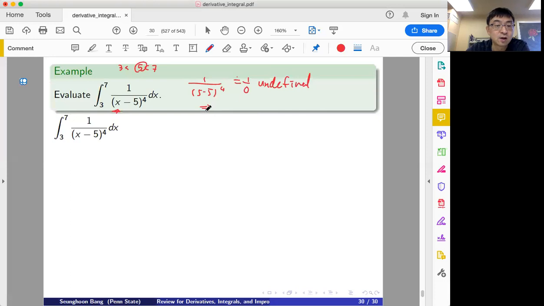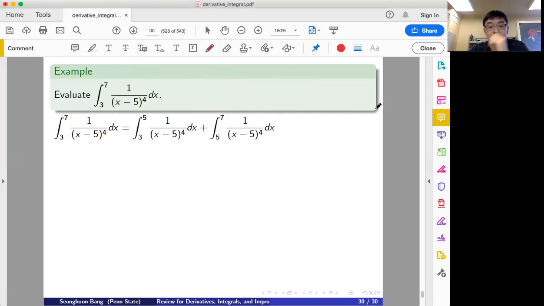So what does it mean? The function 1 over (x minus 5) to the power 4 is discontinuous at 5. So how can you solve? You have to split it into two improper integrals by using this discontinuous point 5. I only solve the first one.